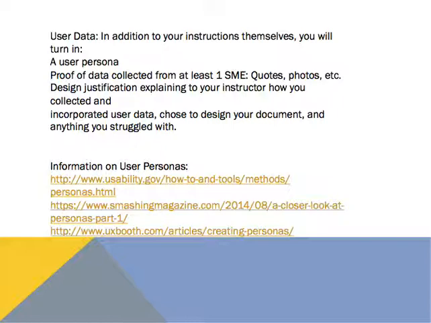So you're going to use that proof in your design justification to explain to me how you collected and incorporated user data, how you chose to design your document and why, and anything that you struggled with. So it will be a short mini essay that just explains to me why you designed it the way you did, using your testing and also the struggles that you had within that to explain your process and the decisions that you made.